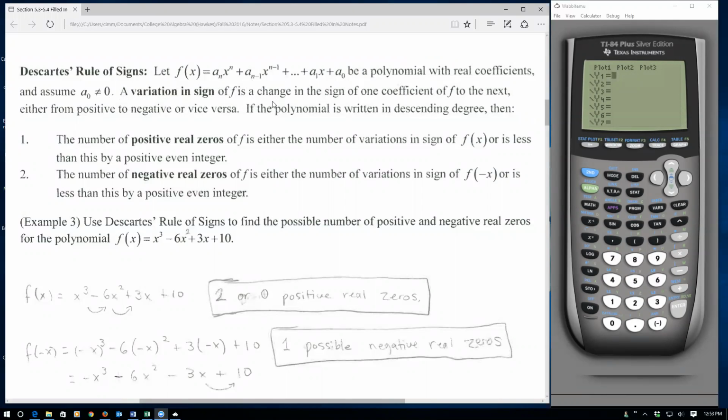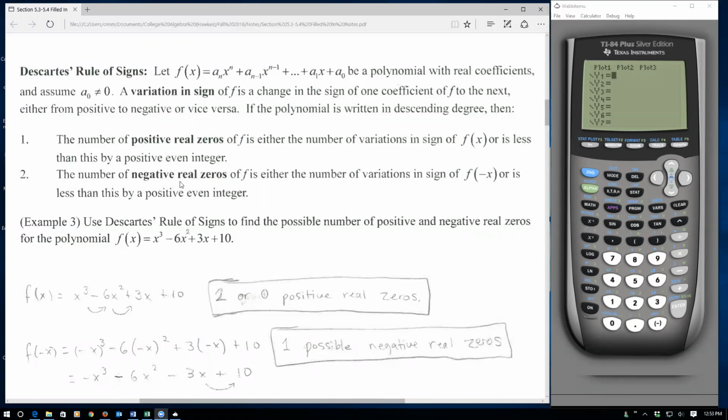A variation of sign is a change from one coefficient to the next, from positive to negative or negative to positive. So if the polynomial is written in descending degree, that means with the highest power, second highest power, and so on, the number of positive real zeros of f is either the number of variations in the sign of f, or is less than this by a positive even integer. We'll explain that in a minute.